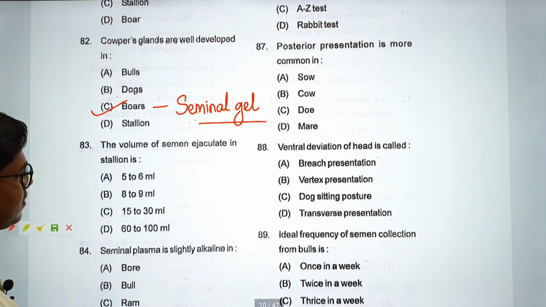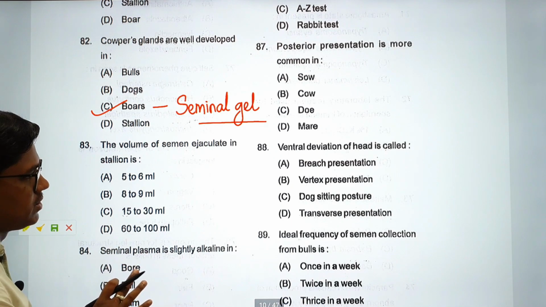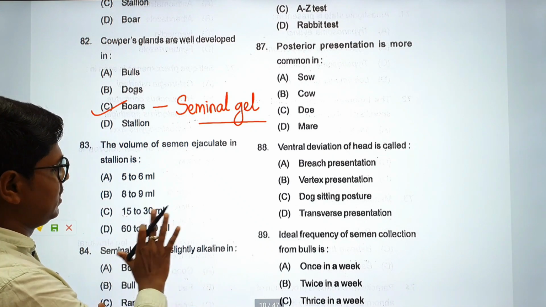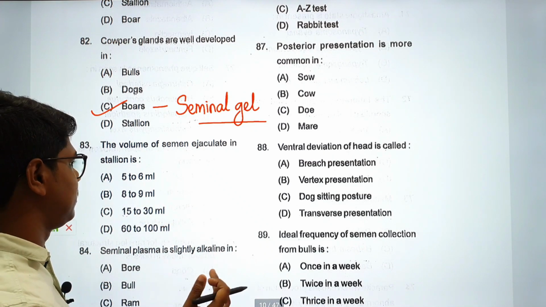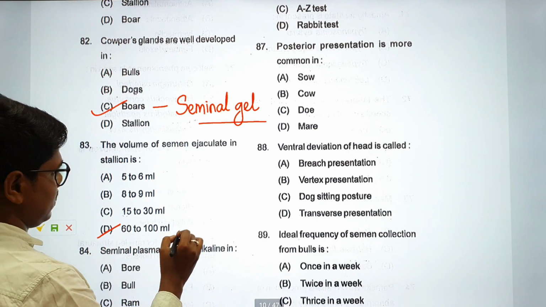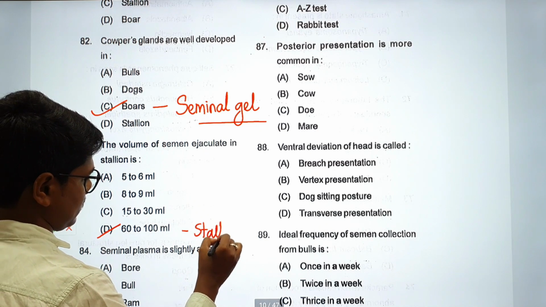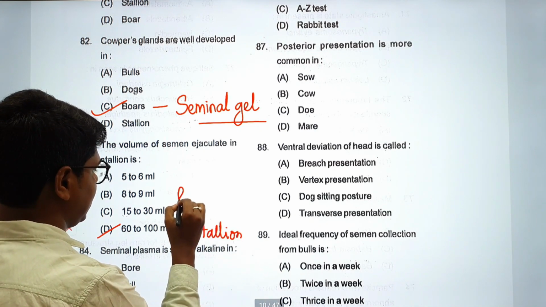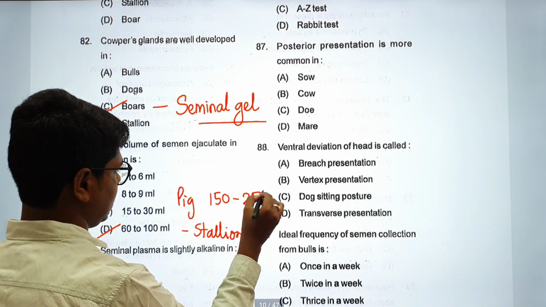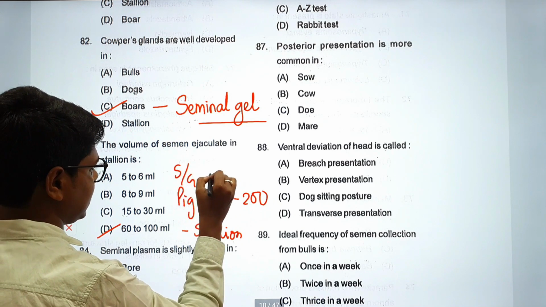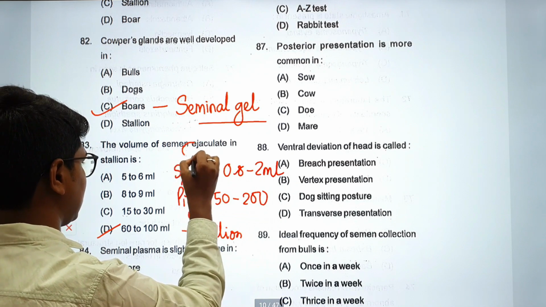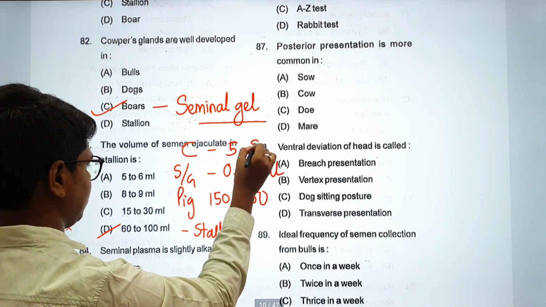The volume of semen ejaculated in, I don't know why this kind of questions are asked. From book to book you will find variation in this amount, amount of semen ejaculation, and there is some dose range. The answer is 60 to 100 ml in case of stallion. In case of pig, 150 to 200 ml. In case of sheep and goat, I think it is 0.8 to 2 ml. And in case of cow, I think 5 to 8 ml.